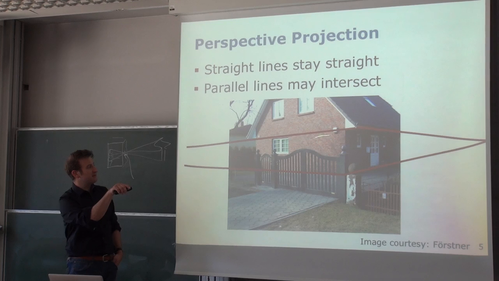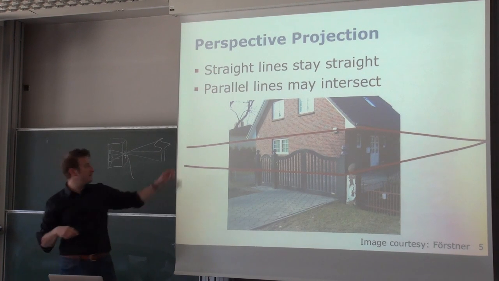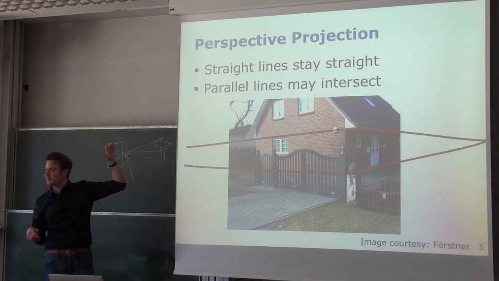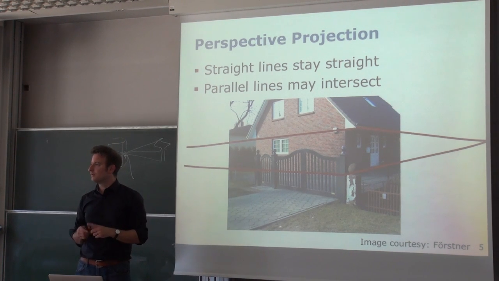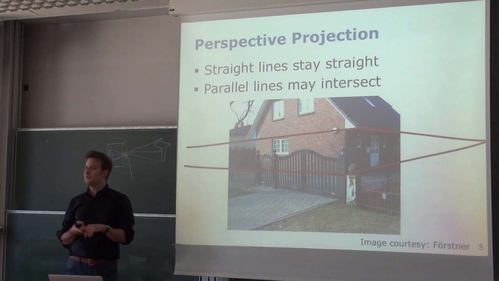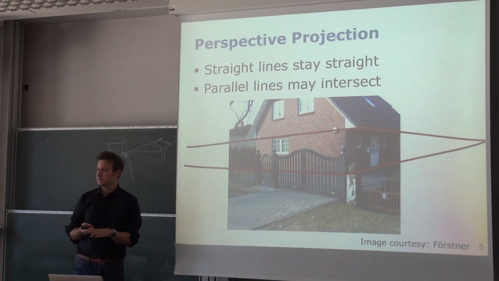I just indicated that with two things which are parallel, here where the roof starts and the bottom of the house, for both sides. You can see those parallel lines intersect. They don't intersect inside the image, but if you extend them, they intersect somewhere outside the image. Okay? So parallel lines in the real world don't necessarily stay parallel. Okay?